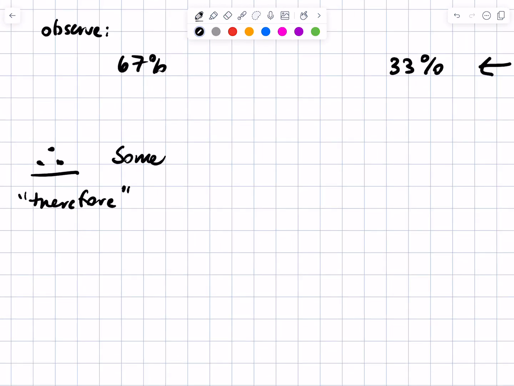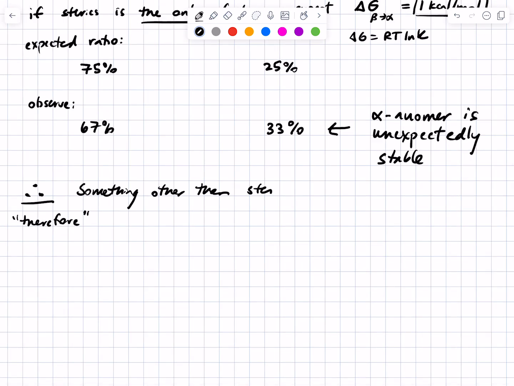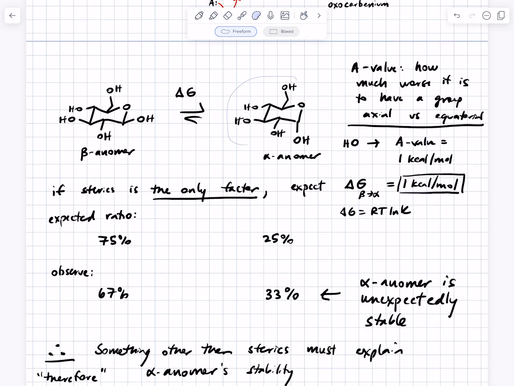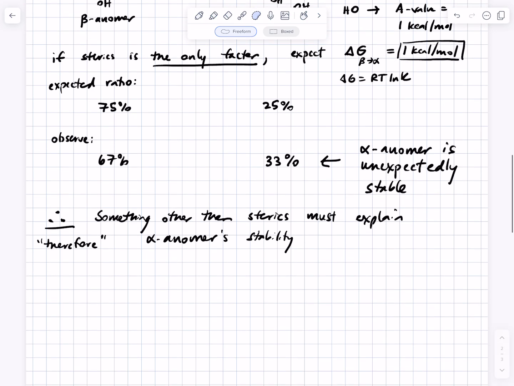So therefore, something other than sterics must be working here and must explain the alpha anomer's unexpected stability. So a good rule of thumb in organic chemistry is if it's not sterics, it's likely to be electronics. If it doesn't have to do with sterics, it likely has to do with something that's going on with electron density and electron delocalization. And this isn't the most important topic, but it is an illustration of something that you've learned before, so we'll talk about it here.